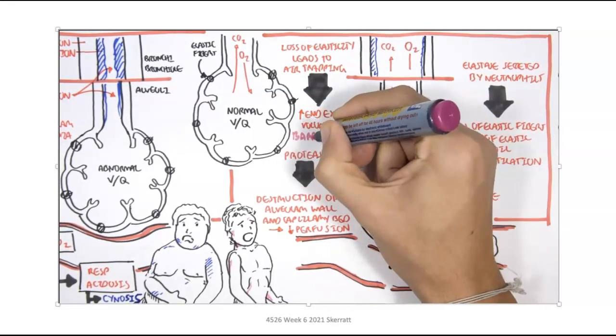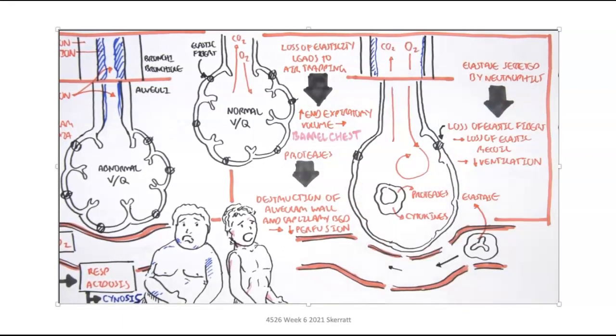This means you have an increase in end expiratory volume. So because you have an increase in end expiratory volume, this leads to one of the clinical signs of emphysema, which is barrel chest. Because you are not emptying your lungs, you still have gas trapped, and you're using accessory muscles and a lot of effort in breathing, all these together lead to the barrel chest.